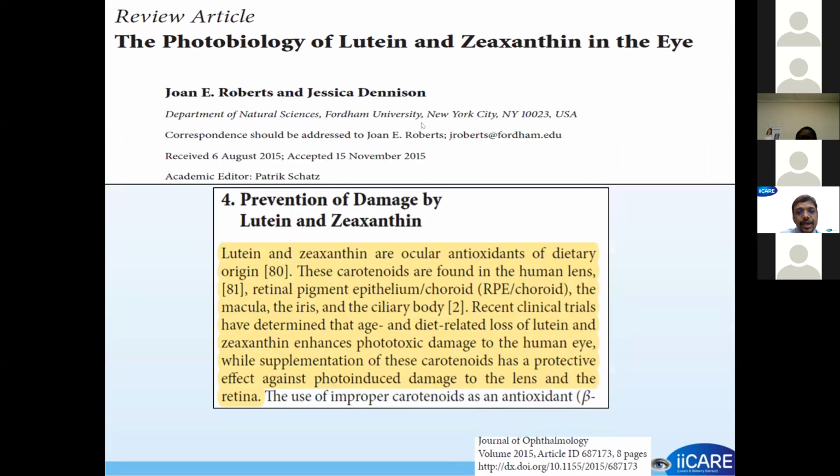So if you look at the same article again, it mentions that lutein and zeaxanthin are ocular antioxidants of dietary origin, and recent clinical trials have determined that the age and diet-related loss of lutein and zeaxanthin enhances the phototoxic damage. And supplementation of these carotenoids has a protective effect against the photo-induced damage.